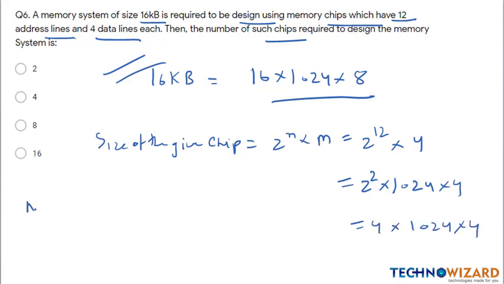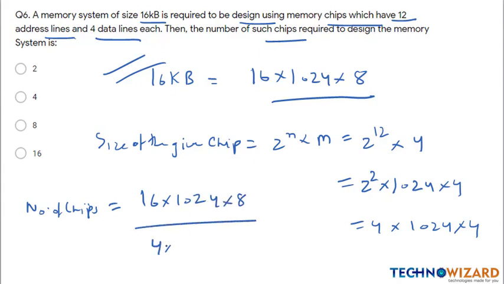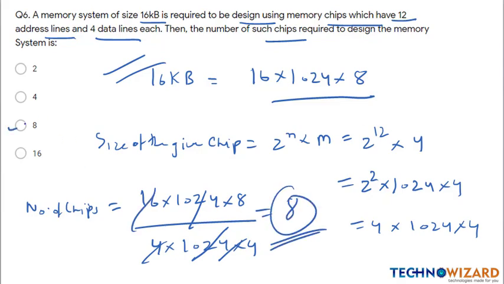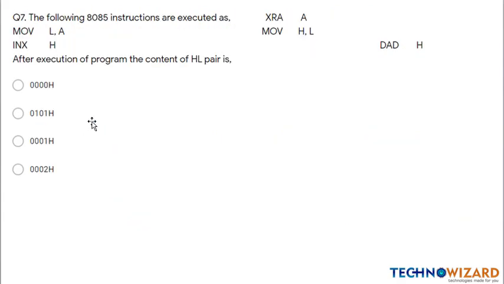To find the number of chips in the system, we divide the system memory, 16 into 1024, by the chip memory. The 1024s cancel out, and 4 fours are 16 cancels out too. Therefore 8 will be the answer. 8 chips are required. Option C is the correct answer.